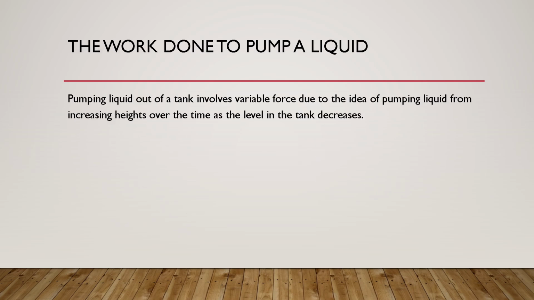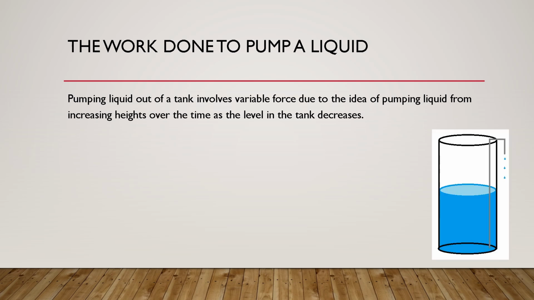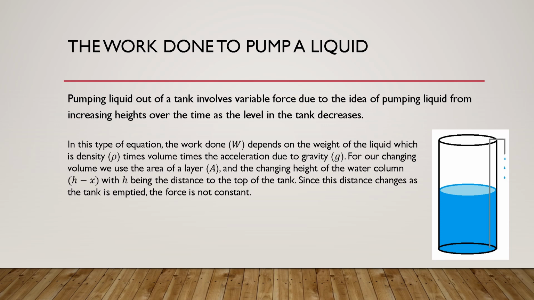Another example of work done by varying force is the work done to pump a liquid out of a tank. This involves a variable force due to the idea of pumping liquid to increasing heights over time as the level in the tank decreases. In this type of equation, the work done, W, depends on the weight of the liquid, which is density times volume, times the acceleration due to gravity.